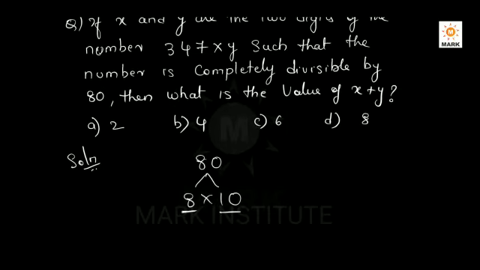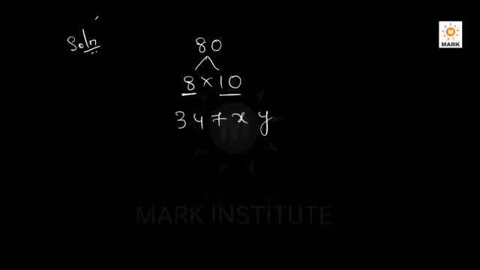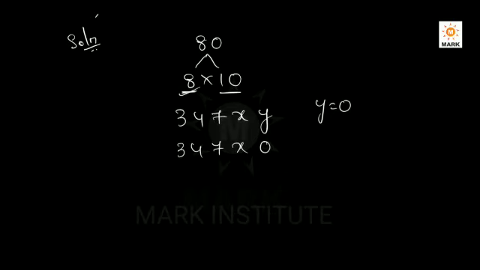So my dear friends, the given number is 347xy. Since the number is exactly divisible by 80, we know if any number is divisible by 10, definitely the last digit should be 0. So we already got the value of y. The value of y is 0. The only thing is, what is the value of x? With the help of divisibility of 10, we know that this value is 0, otherwise this number is not divisible by 10, right? Now we will go for the divisibility of 8.